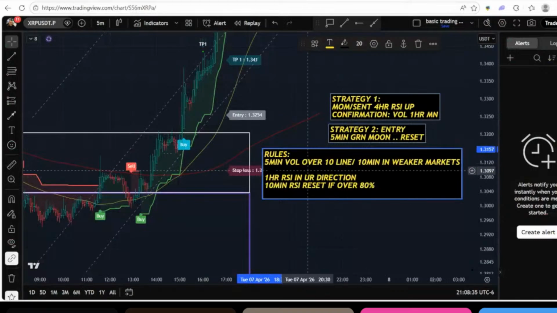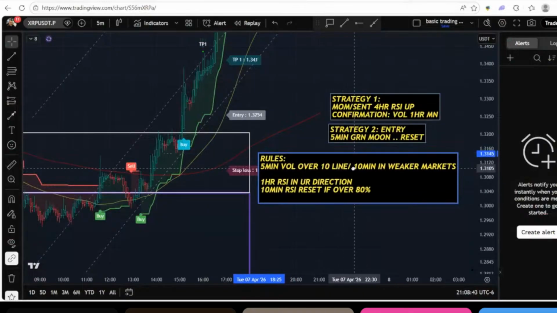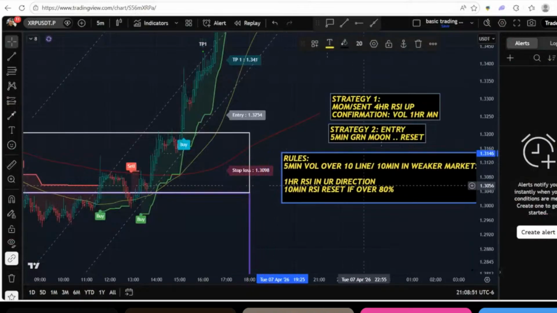So the 5 minute volume, we'll cover that in a second, is just where the volume's over the 10 line. And then in a weaker market, you want to see if the volume is over the 10 threshold on the 10 minute. That'll confirm that there's actual volume. The second thing is just the RSI. Make sure you're trading in your direction. If you're going long, it's up. If you're going short, it's down. Then the 10-minute RSI reset if it's over 80%.